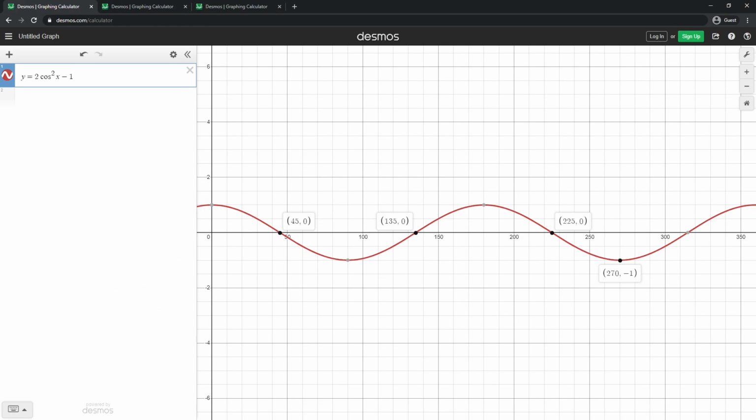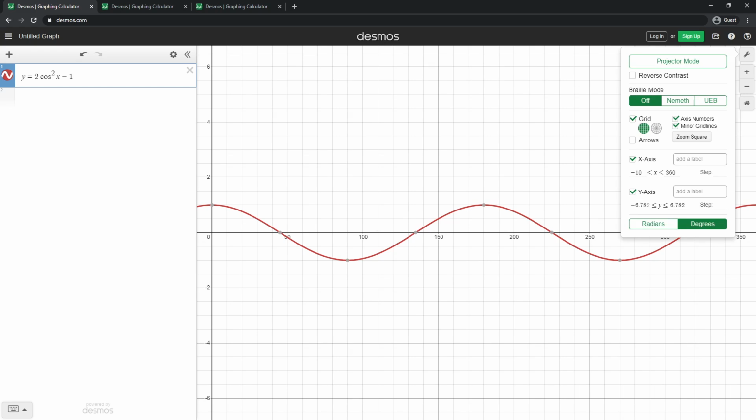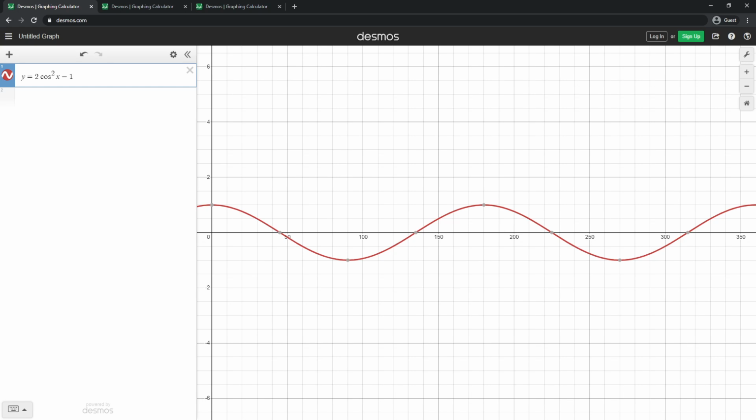So here we have the function graphed. This right here is 2 cosine square x minus 1 in red. And as we can see, the x-intercepts are 45 degrees. So 45, 0, 135 degrees. So 135, 0, 225 degrees, and finally 315 degrees. Okay, so this is set up in Desmos in degrees, so that's why the graph can show us the 4 possible answers.